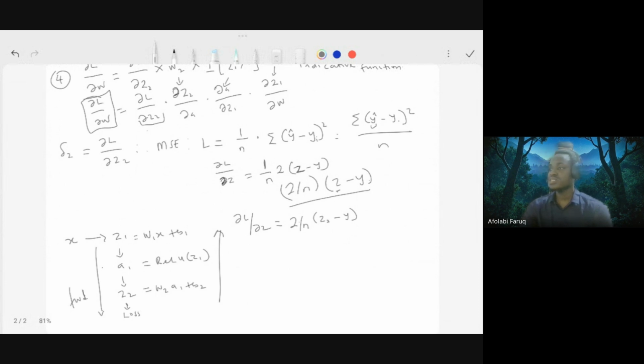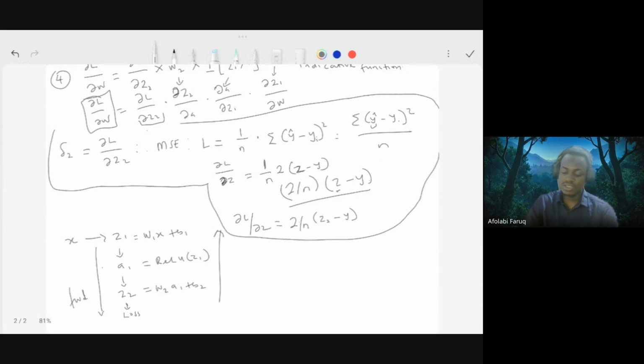Okay, so that's basically that. And don't forget, this is computed for MSE, mean squared error. It is going to change if you are talking about softmax, for example, or other loss functions. It will be different.